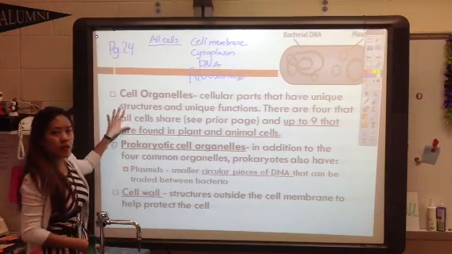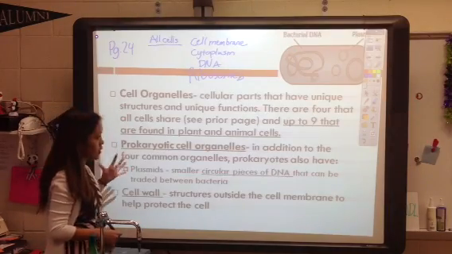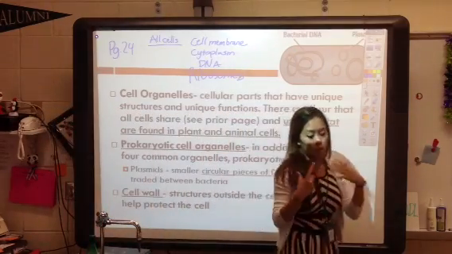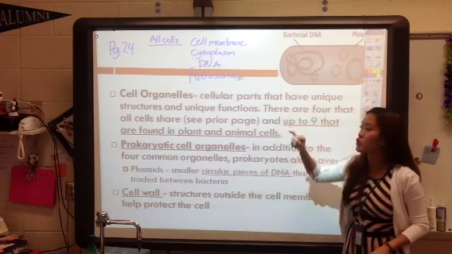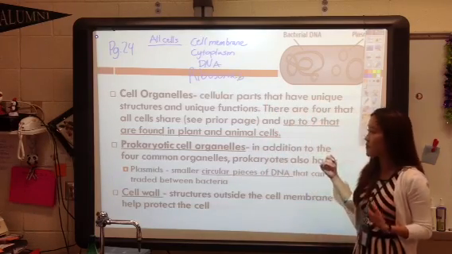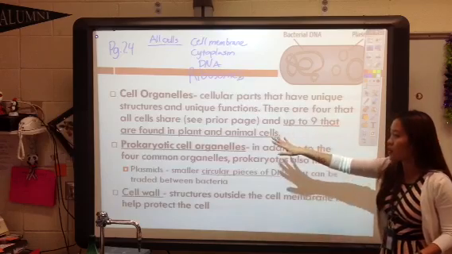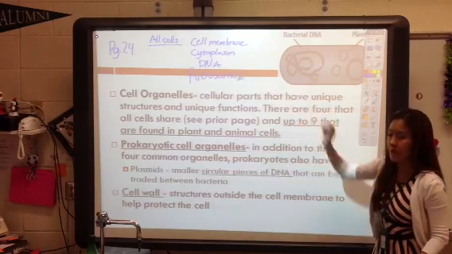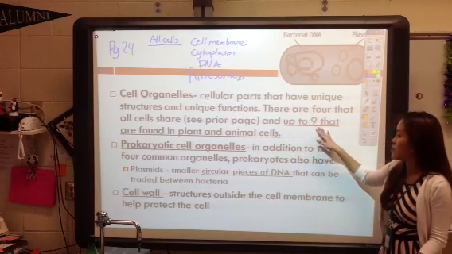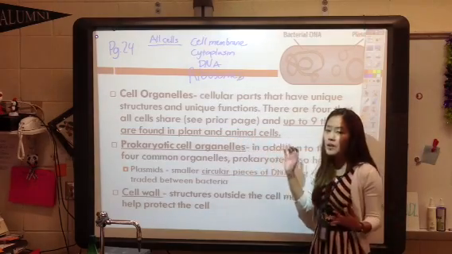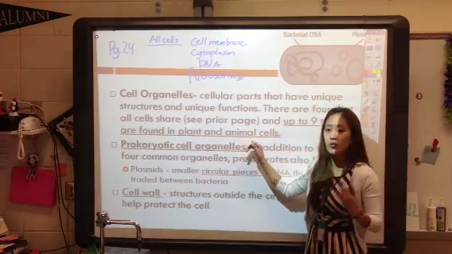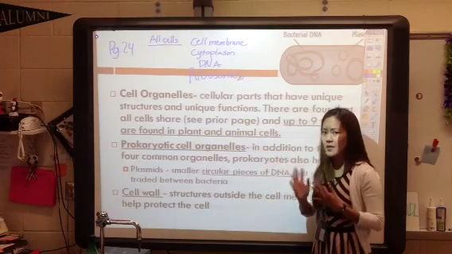So continuing on, we're going to talk about some more cell organelles, or more cell parts. Cell organelles are parts that have a unique structure and a unique function. There are four that all cells share, which are the four that we just talked about there, and up to 9 that are found in plant and animal cells. So we're mainly going to focus on the plant and animal eukaryotic cells and the differences between those.